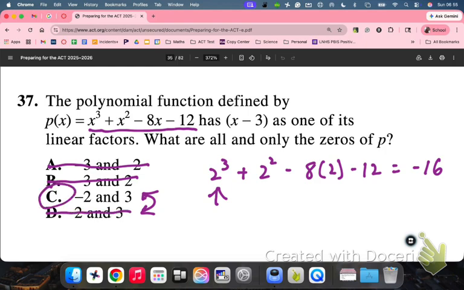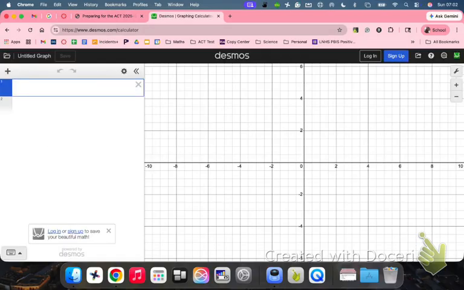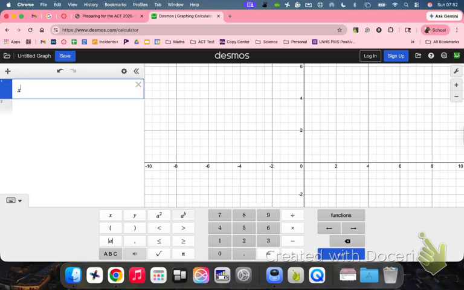I'm going to show you another way, because if you're taking this test online, you have this powerful tool called Desmos, and we'll show you how to work Desmos here in a second. Here's Desmos. It's a powerful graphing calculator that you have built in to the testing experience if you're testing online, and I assume you are. I'm going to type in this equation, x cubed plus x squared minus 8x minus 12.